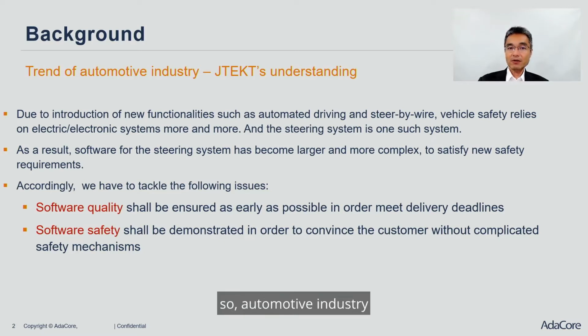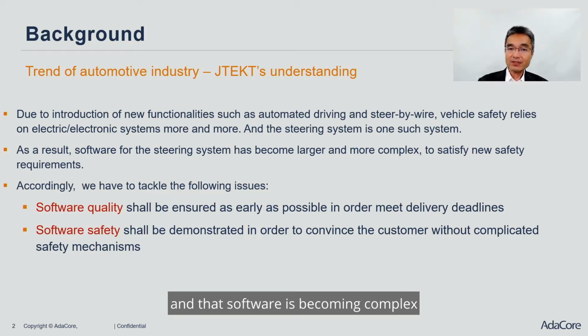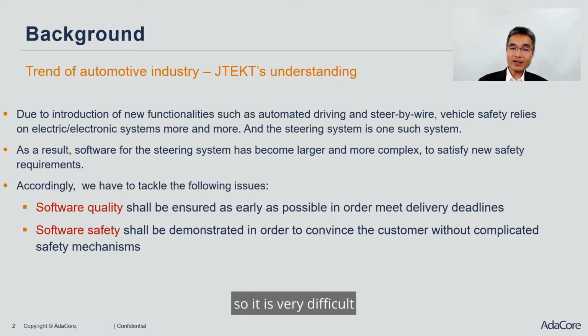So these days, the automotive industry has started to introduce new functionality such as autonomous automated driving or by-wire systems. And for that, a wide or great amount of software is needed. And software is becoming complex and also strongly related to each other. So it is very difficult to assure the quality and safety. So we decided to try to apply a formal method or formal verification in our software development.